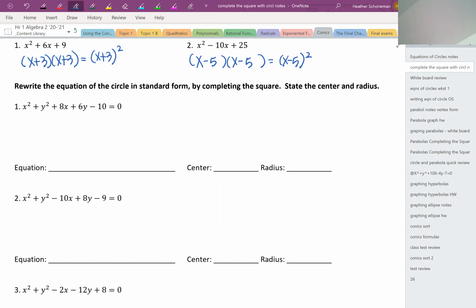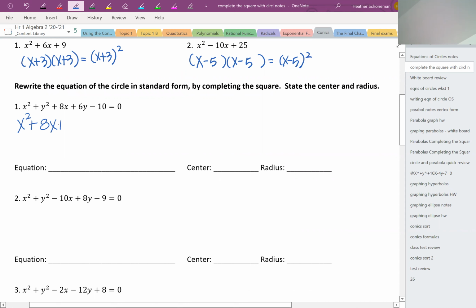So when we're doing this, for example 1, the first thing we're going to do is group our x's together. So we have x squared plus 8x, and then we're going to leave a blank. And now we're going to group our y's together. So we have y squared plus 6y plus blank. And now we're going to take that negative 10 and move it to the other side, because anything without a variable is going to go to the right-hand side. So if it's negative 10 on the left, it's going to be positive 10 on the right.